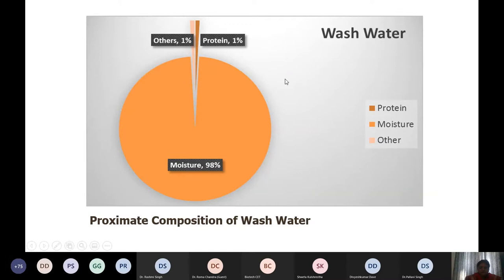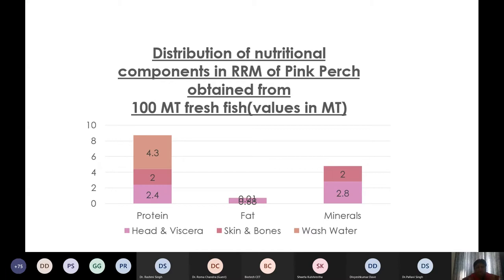Then, distribution of nutritional components in the rest raw material of pink perch. If we look at the total protein contained in the pink perch, 2.4 metric ton comes from the head and viscera, 2 metric tons come from the skin and bones, and 4.3 comes from the wash water. So wash water contains a lot of protein. Similarly in minerals, 2.8 metric tons come from the head and viscera, and 2 metric tons come from the skin and bones.